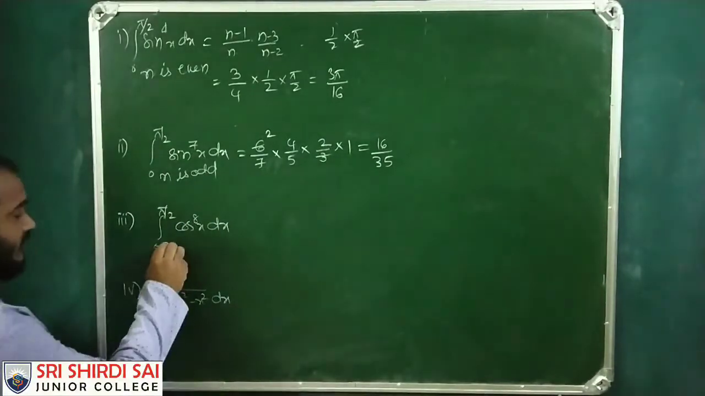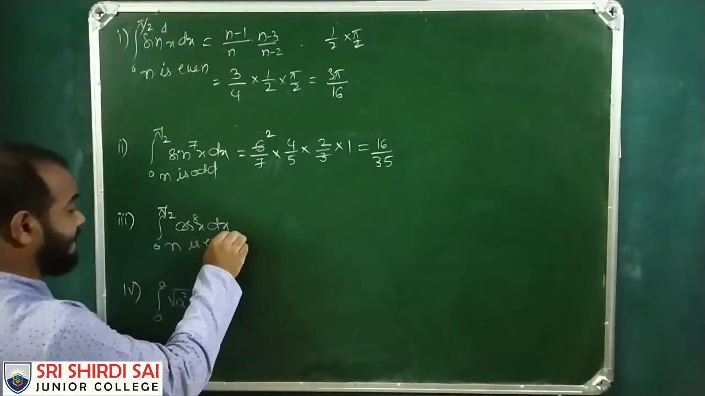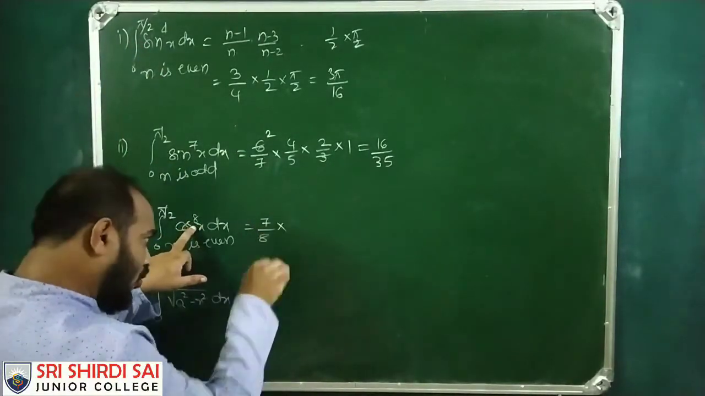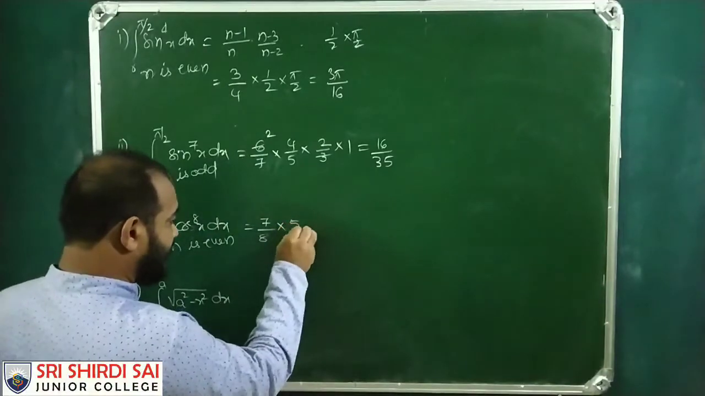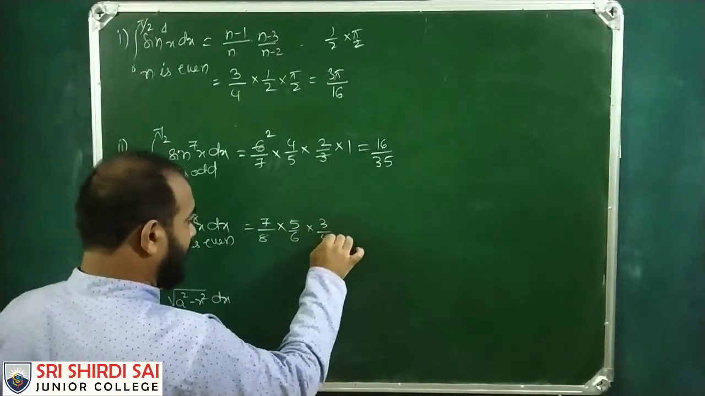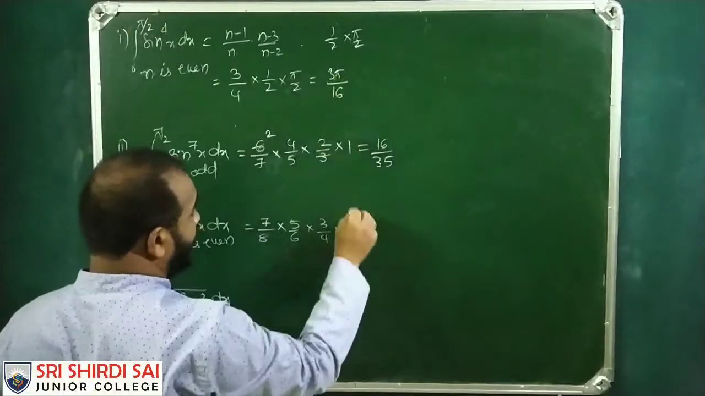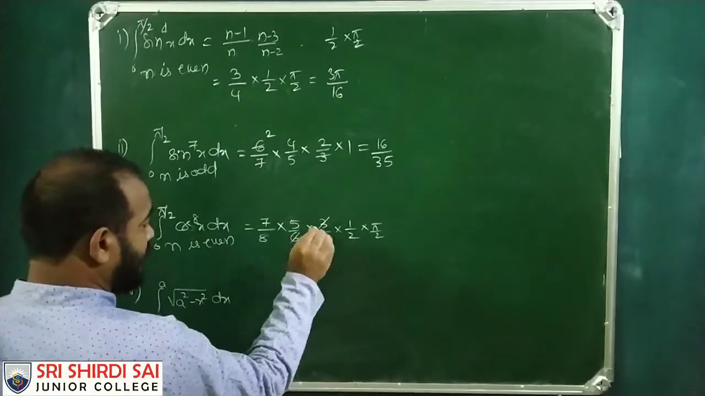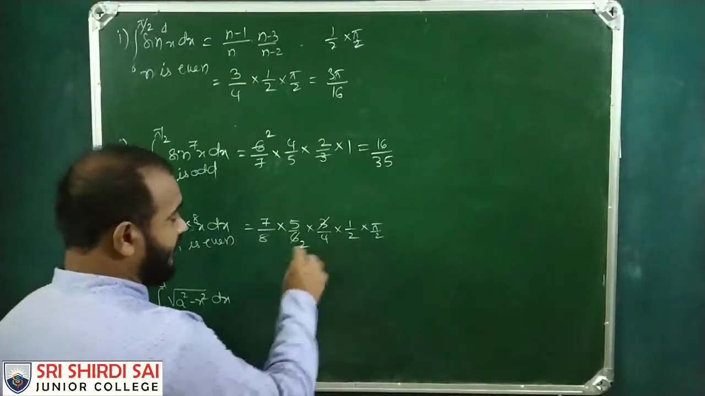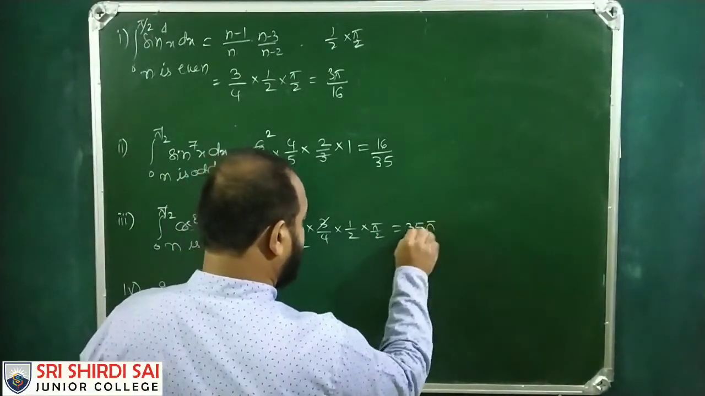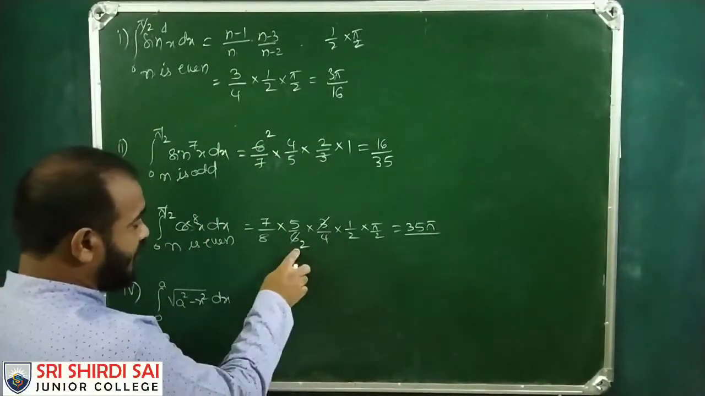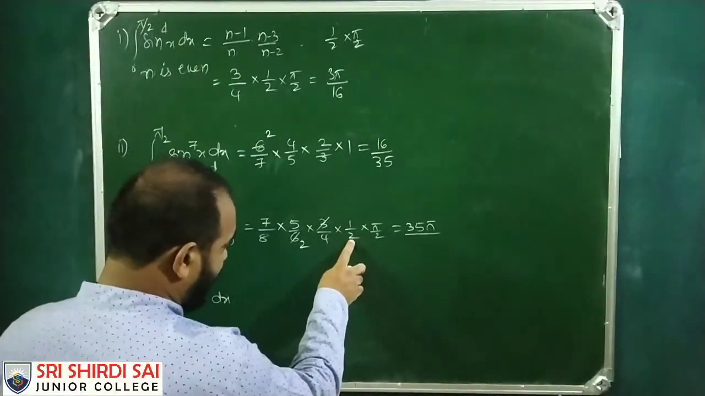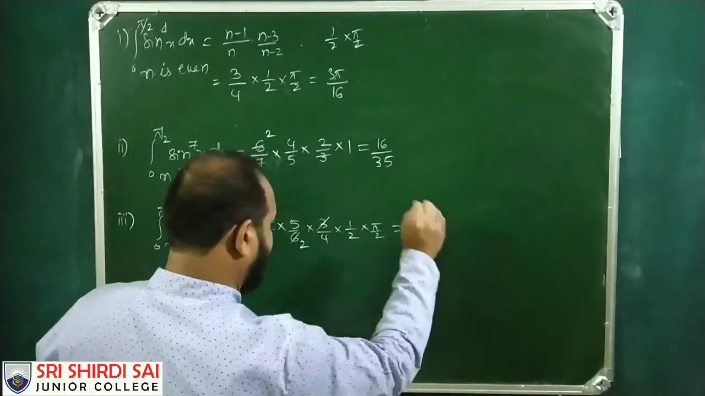And here n is even again. N minus 1, so 8 minus 1, 7 by 8 into further reduction 5 by 6, further reduction 3 by 4 into 1 by 2. If 1 by 2 we get, into pi by 2 is the final one. So 3 2s are 6. So 7 5s are 35 pi by 8 2s are 16, 16 4s 64, 64 2s 128, 2s 256.